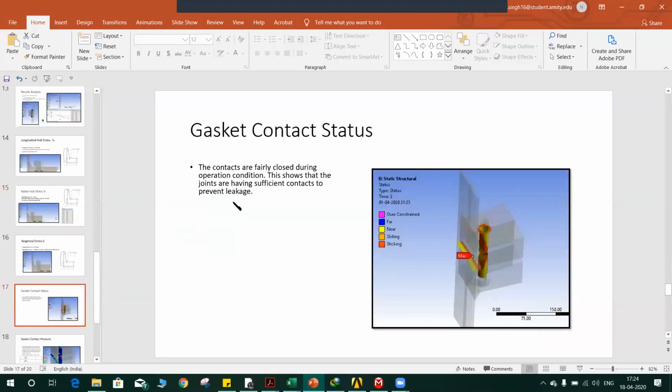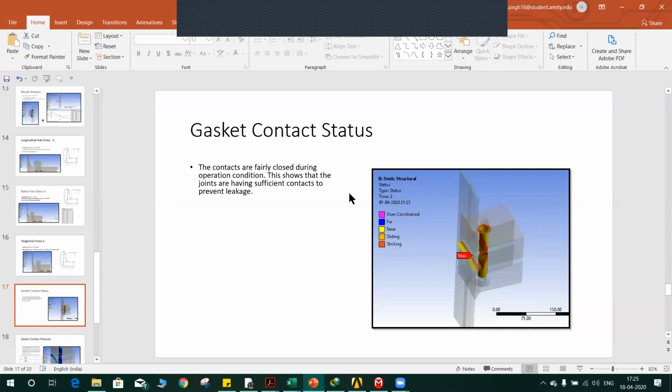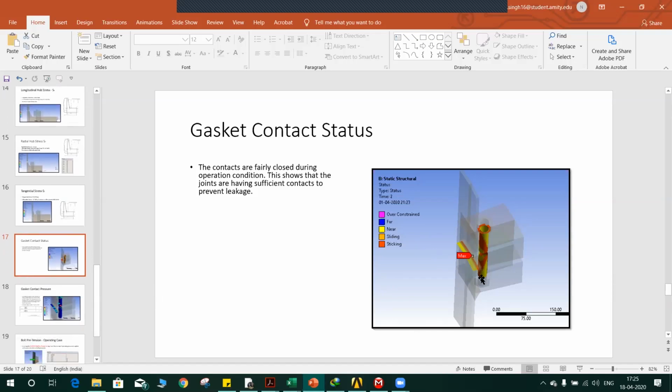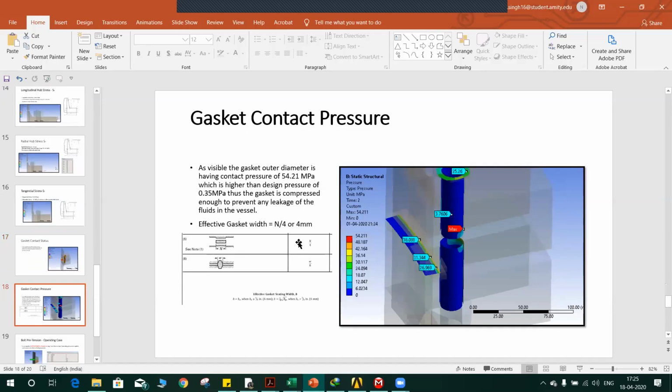Now, gasket contact. I also need to validate that my gasket in the operating conditions is having a close contact with the flange so that there is no leakage. As you can see, the gasket contacts are quite sticking and very close, and the bolts are also very close to the bolt hole, so there is no way of any leakage. Also, you could see that the whole gasket is not in close contact status, but only a portion of it. This is because the whole width of the gasket is not used. In the next slide, I will show you why.